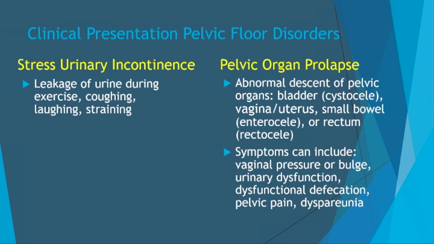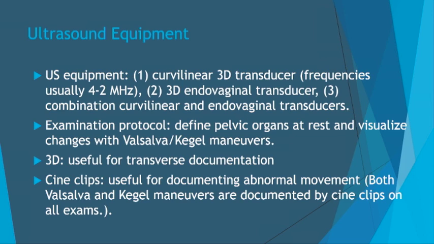Symptoms that they have associated with this prolapse tend to be referable to whatever organs are involved. Well, the ultrasound equipment which can be used for this examination include a curvilinear 3D transducer, and in my laboratory, we use a relatively low-frequency transducer, which is between 4 and 2 megahertz. One can also use, as Dr. Pretorius noted, a 3D endovaginal transducer, and in some laboratories, a combination of both of these transducers is used.